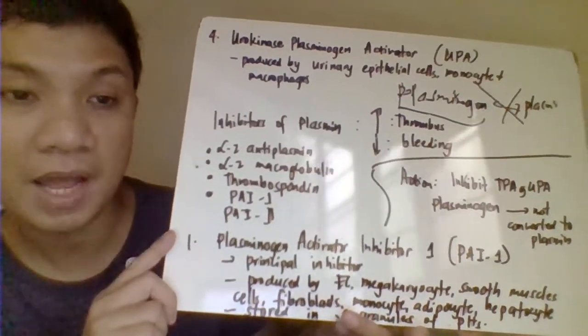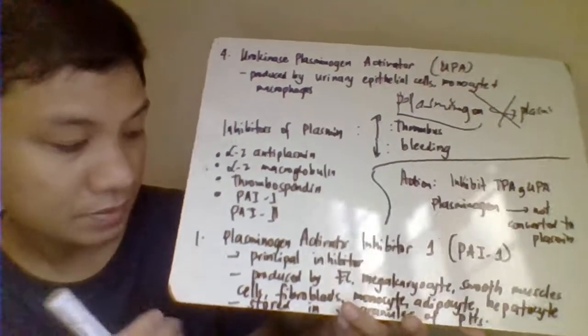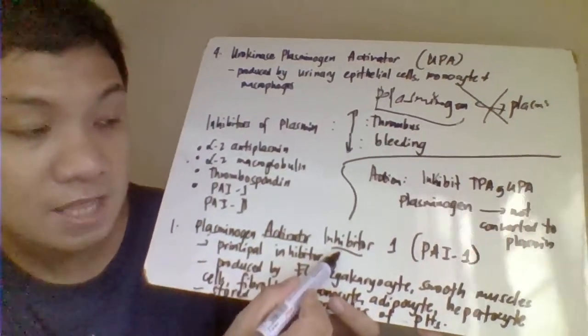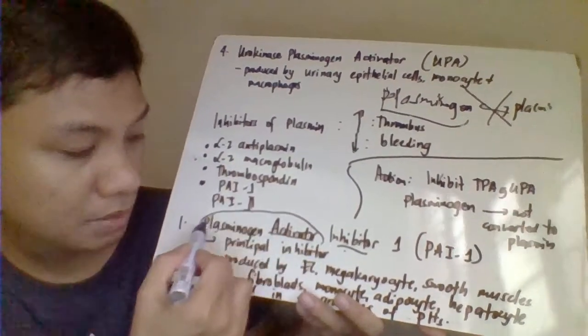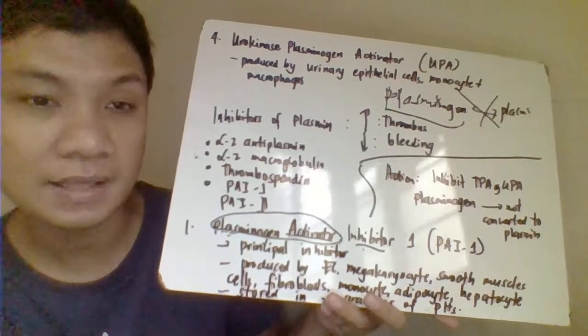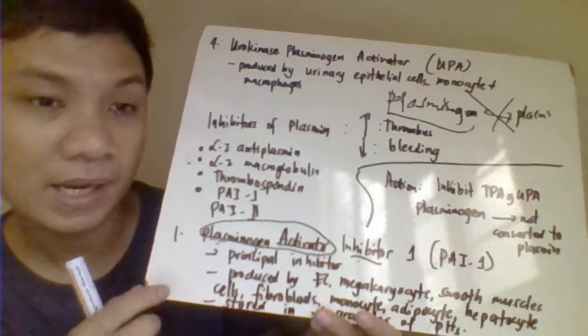The first one, we have PAI-1, plasminogen activator inhibitor 1. So again, from the words plasminogen activator inhibitor, they tend to inhibit your plasminogen activators. Ano ulit ang plasminogen activators natin? TPA, UPA. So yun ang action ni PAI-1 natin.